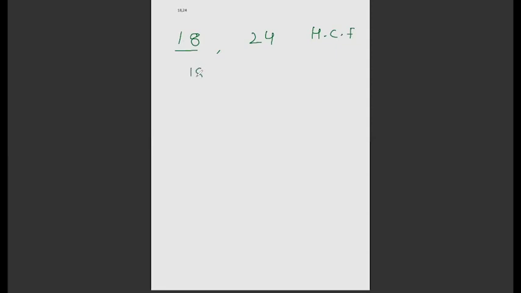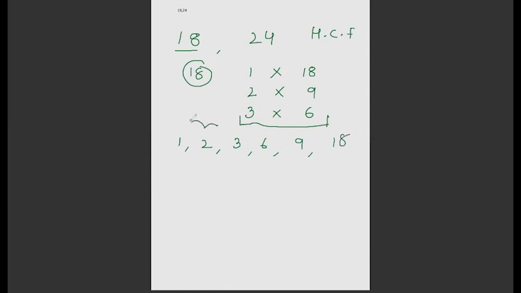So the factors of 18 are 1 and the number itself, 18. 2 into 9, so 2 and 9 are the factors of 18. 3 and 6 are the factors of 18. And these are all the factors of 18. So we will write the factors here: 1, 2, 3, 6, 9 and 18. These all are the factors of 18.